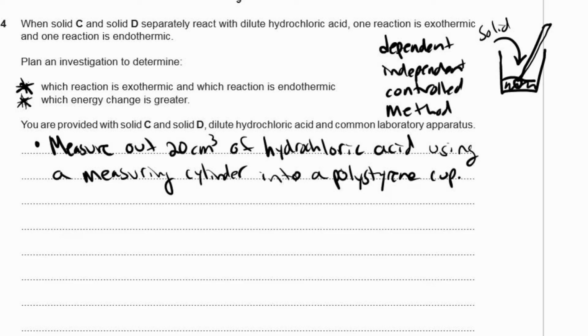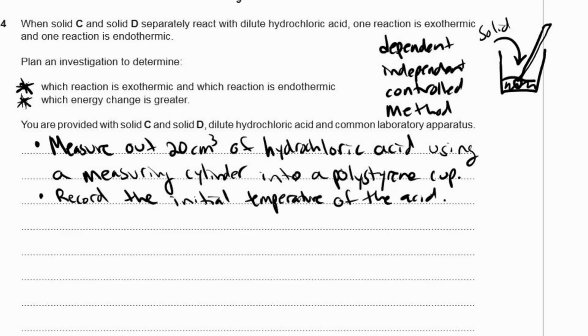It doesn't have to be a polystyrene cup. It can be something else, a test tube. It can be a plastic cup. It could be something, but you have to actually choose a suitable container to put it in. Okay, so next step is you need to record the initial temperature of the acid. So record the initial temperature of the acid.